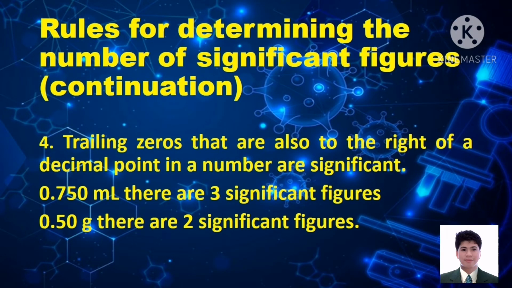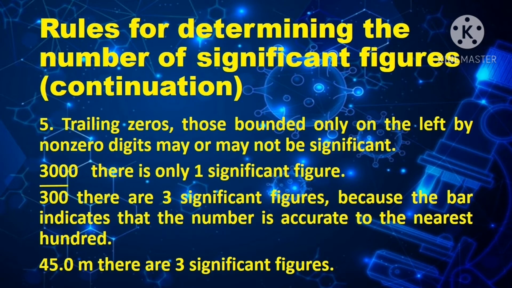Rule number 4: trailing zeros that are also to the right of a decimal point in a number are significant. For instance, 0.750 milliliters, there are 3 significant figures. Next, 0.50 grams, there are 2 significant figures.